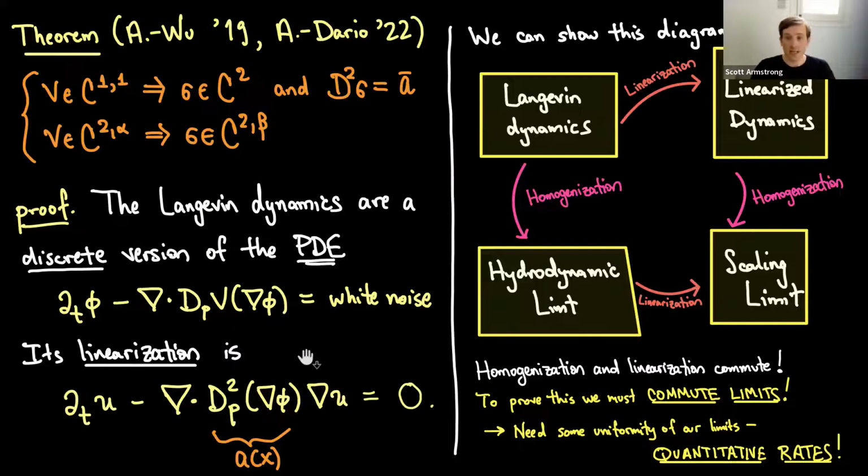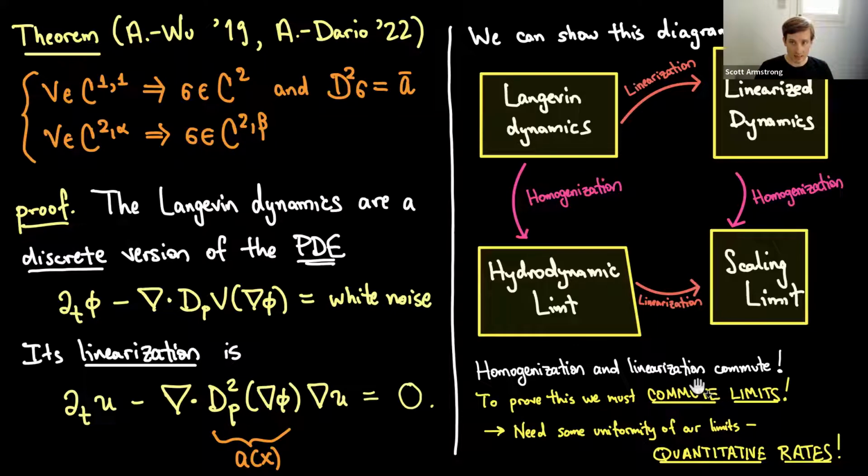And if you can homogenize them both in a quantitative way with uniform rates of convergence and stuff, then you can start to make limits commute. A linearization is a limit because it's taking a derivative, basically. So you could make this diagram commute, and the making of that diagram commute is the proof. Okay. And so in order to commute limits, you need quantitative rates.